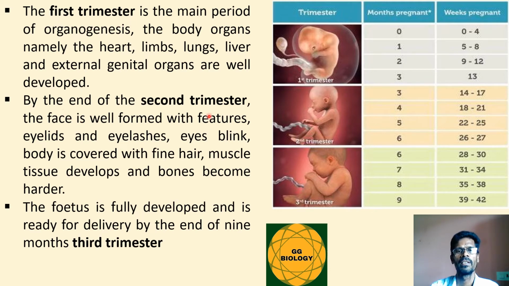By the end of the second trimester, the face is well formed with features like eyelids and eyelashes, the eyes start to blink and the body is covered with fine hair. Muscle tissue develops and also bones become harder in nature. And the last trimester is the third trimester, in which the fetus is fully developed and is ready for delivery by the end of the 9 months. So all these happen to be the trimesters and the complete development of the human embryo.